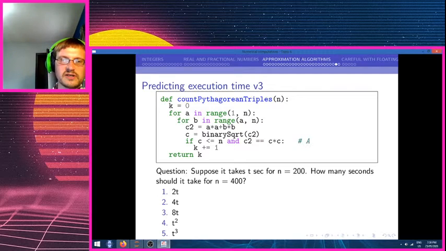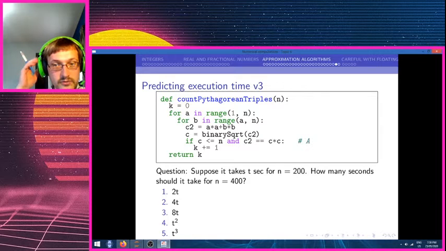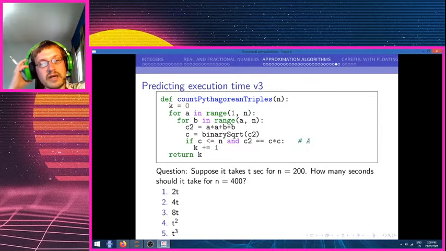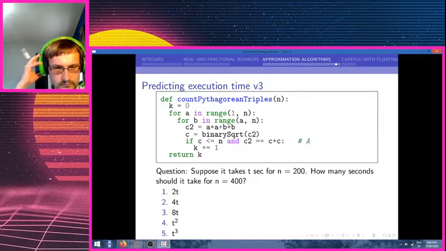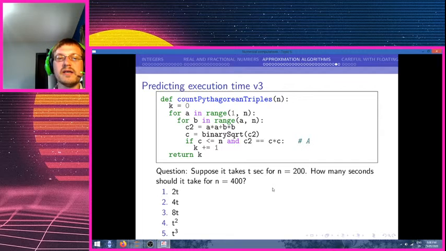And let's suppose for this one, it takes t seconds for n equals 200. How many seconds should it take for n equals 400? And this one, I'm actually going to wait for you guys to respond. Is it 1, 2t, 2, 4t, 3, 8t, 4, t squared, or 5, t cubed?